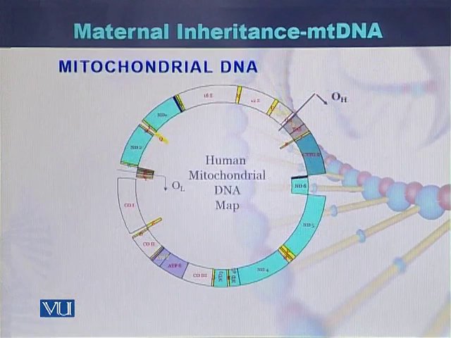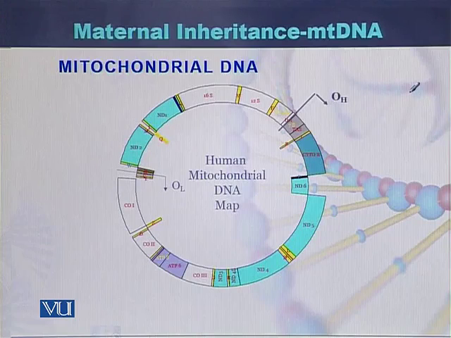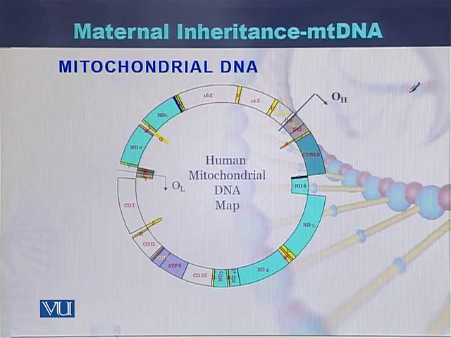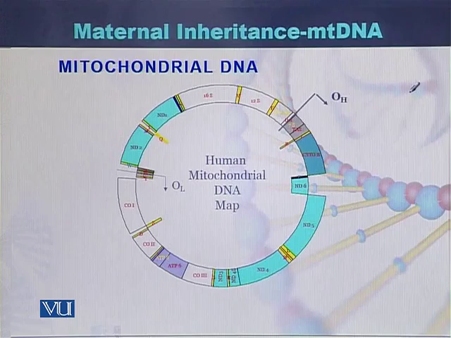This is the diagram of the mitochondrial DNA present in human cells. This DNA is circular in nature. It consists of two strands: one is called the heavy strand and the second is called the light strand. There are approximately 37 genes present on the mitochondrial DNA. There are many diseases due to mutations in the genes present on the mitochondrial DNA.